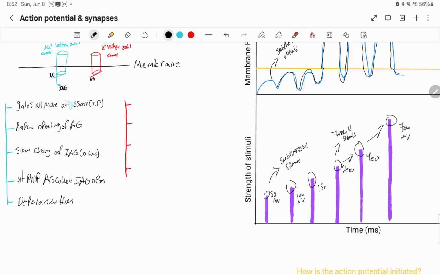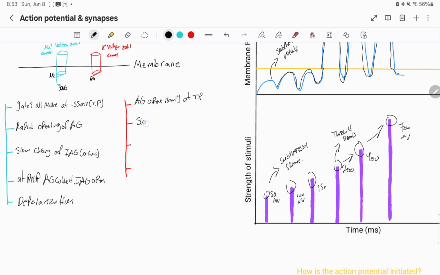Well, the sodium gates all start moving at negative 55. But we know that specifically the activation gate snaps open fast and the inactivation gate starts closing really slowly. All of this happens at threshold potential. With the potassium voltage-gated channel, the activation gate opens very slowly at threshold potential. Okay? Negative 55.